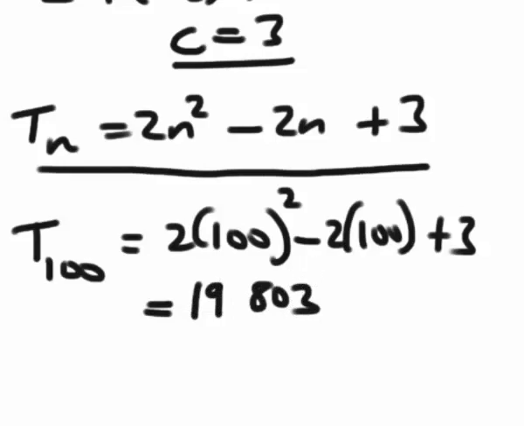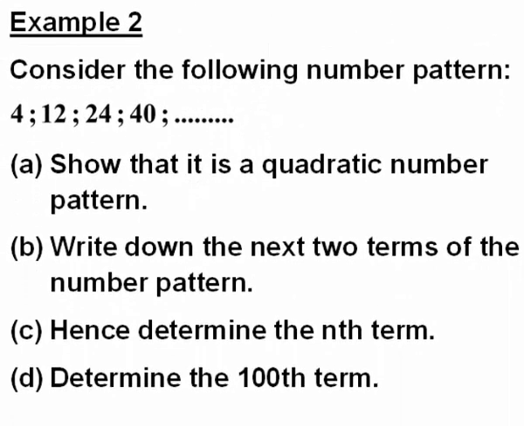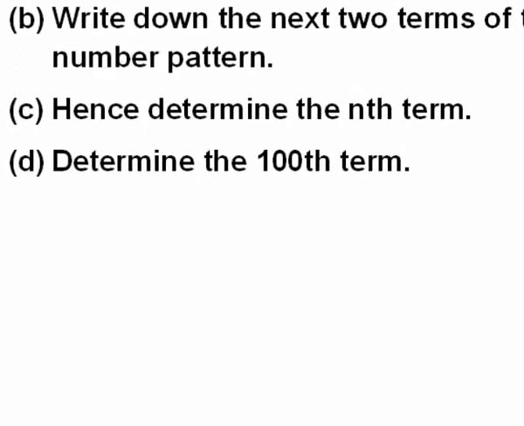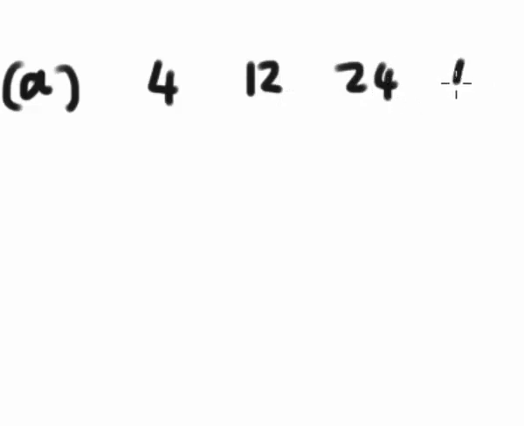Alright, should we have a look at another example quickly, which I think is pretty cool? Let's have a look at this. I really want to practice this. Consider the following number pattern, and you need to show that it is quadratic. Write down the next two terms, hence determine the nth term, and then determine the 100th. Okay. Alright, so to show it's quadratic, number A, no problem, let's write the terms down. We've got 4, 12, 24, and 40.